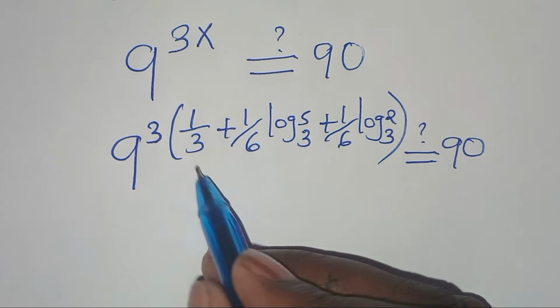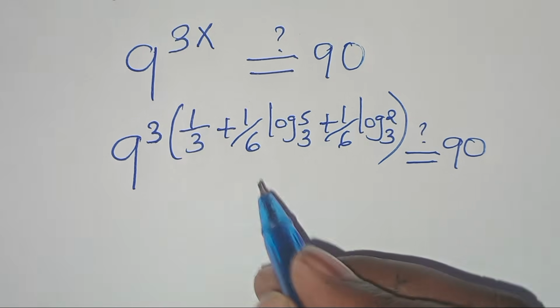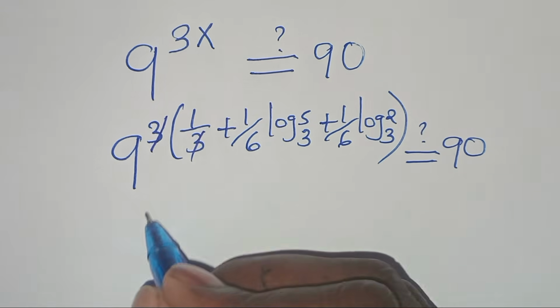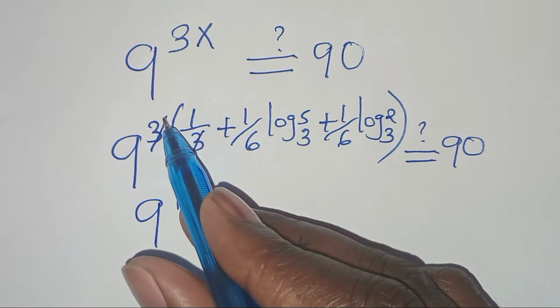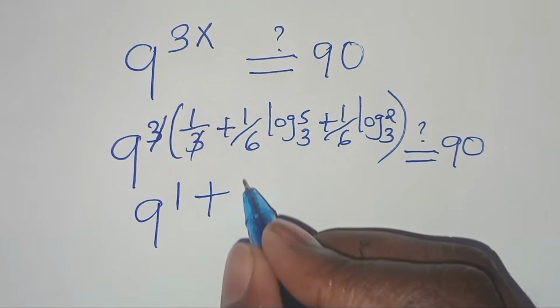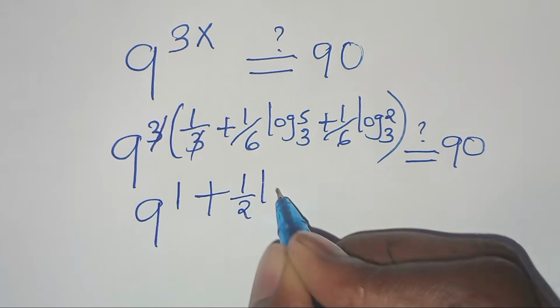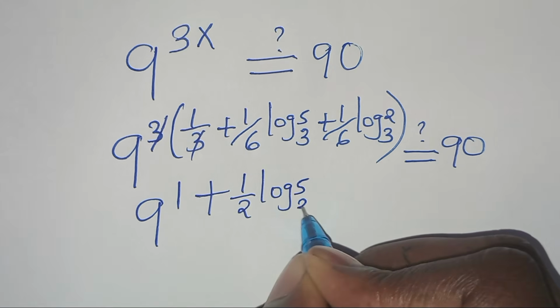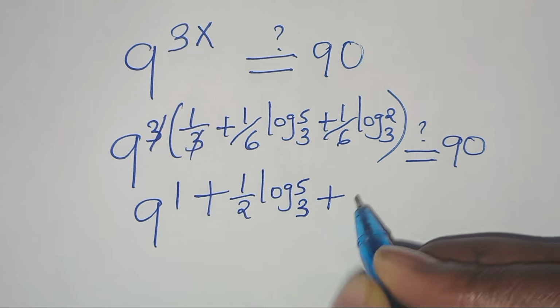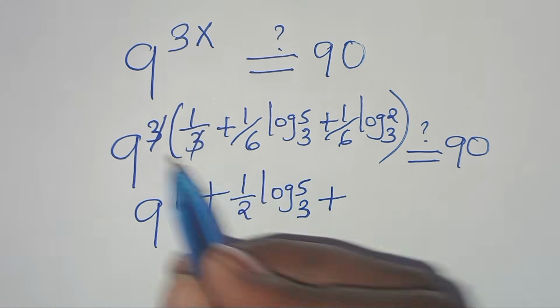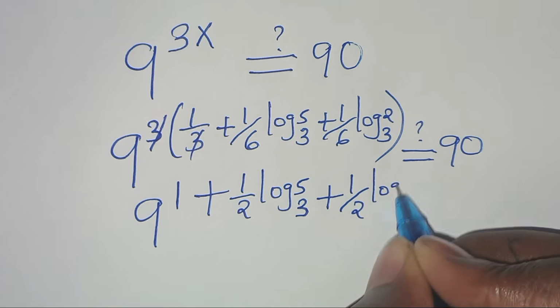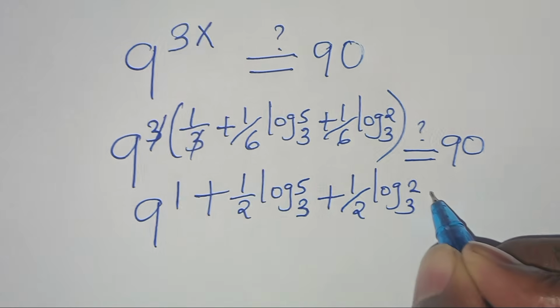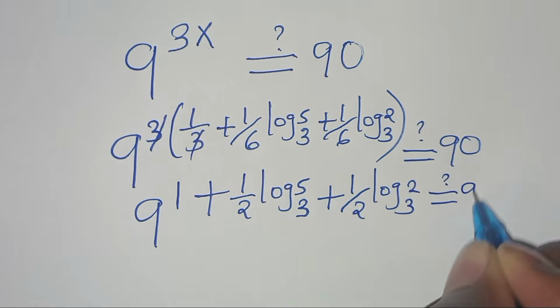Now, let's simplify here. We have 3 and 3 here. So this is 9 to the power of 1 plus, now this is 6 divided by 3. This is 2. So we have a half log 5 to base 3. Then plus, now we have again 6 divided by 3. This is 1 over 2 log 2 to base 3. This is supposed to give us a value of 90.